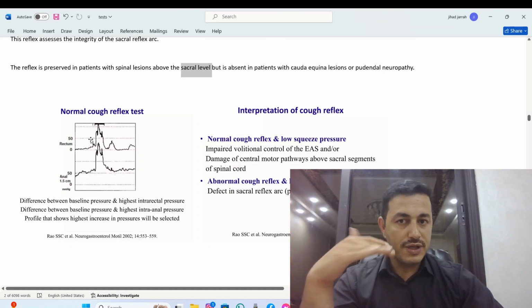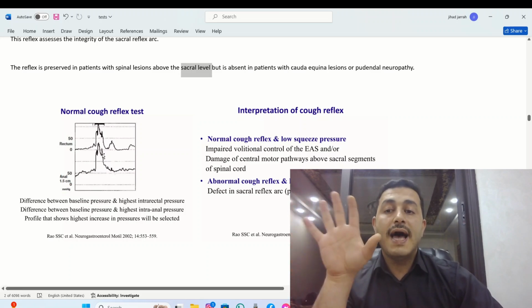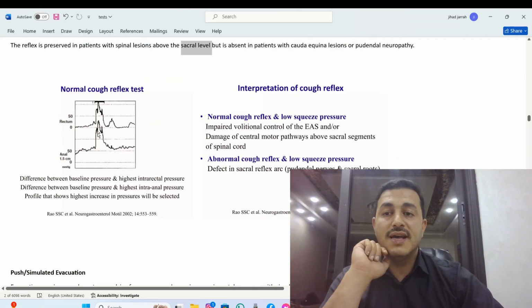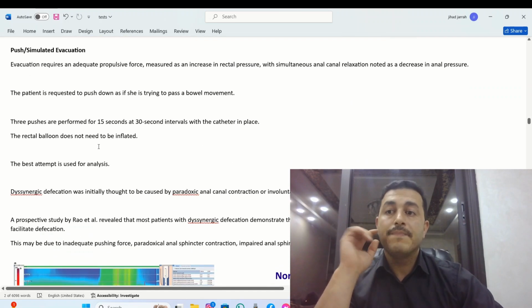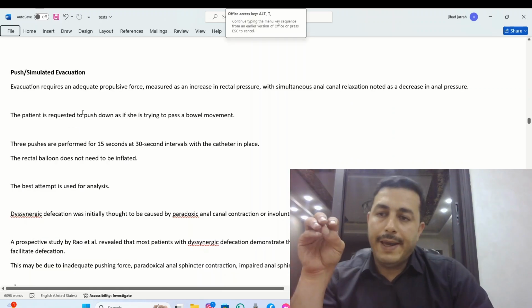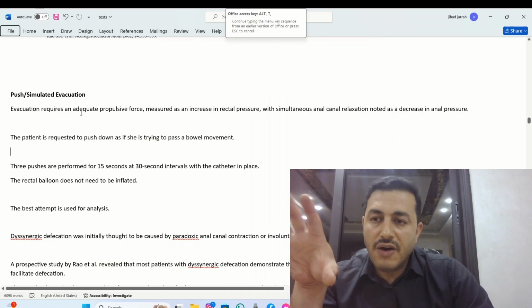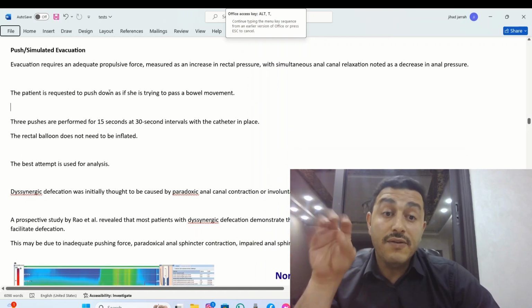So any lesion below the sacral level, any lesion in the pudendal nerve, will cause an absent cuff reflex, and you see here that the rectal and the anal pressure will increase. Push stimulated evacuation.